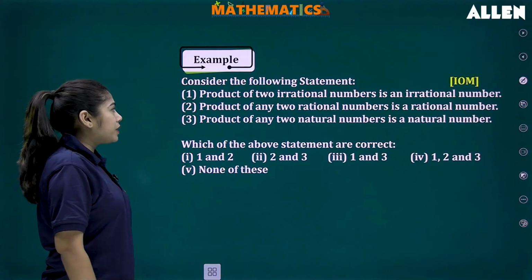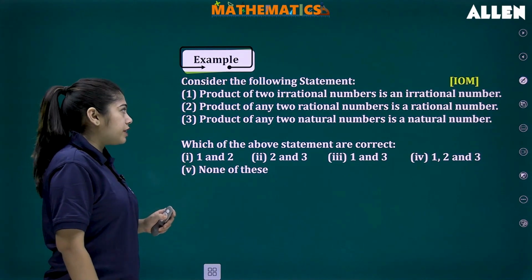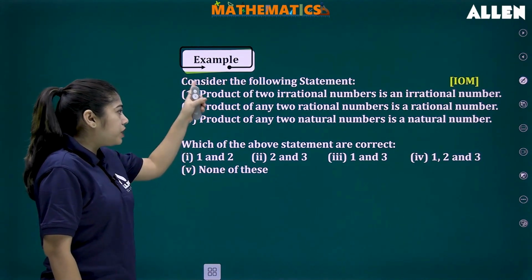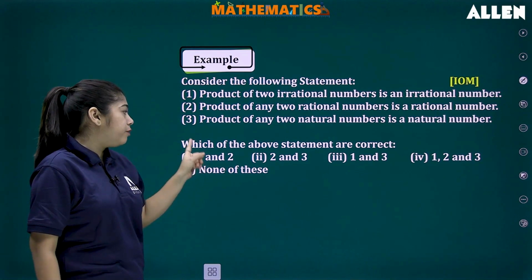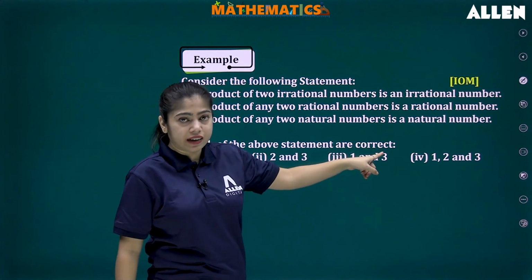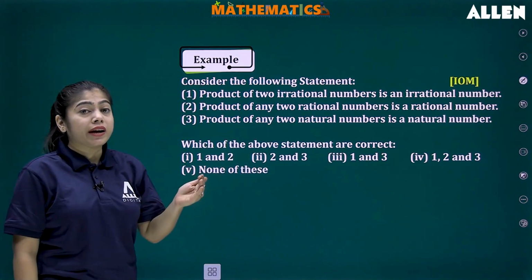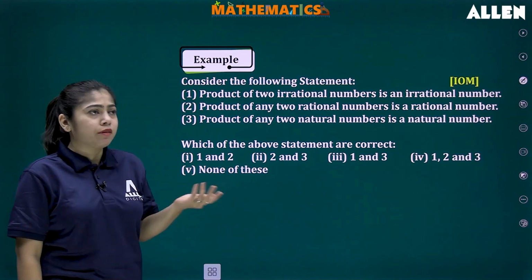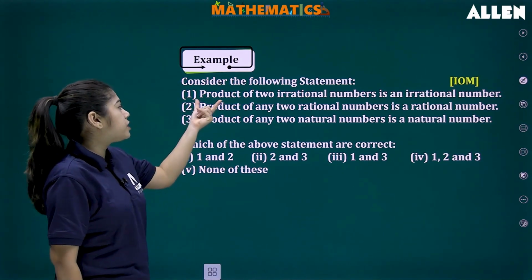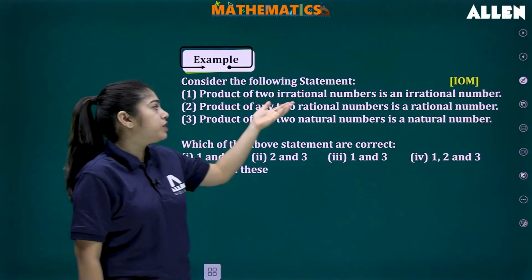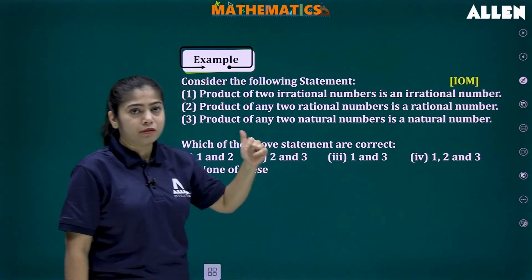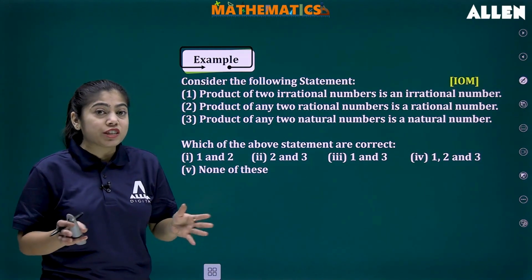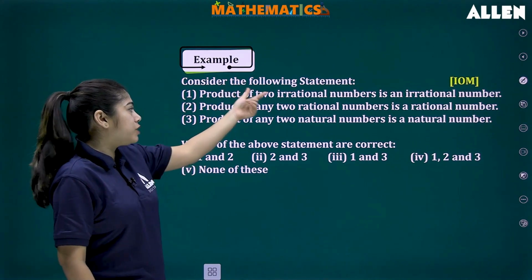Now moving on to one question. Consider the following statements, and after reading these statements we need to answer which of the above statements are correct, right? That means we need to identify what are the true statements and what are the false ones. So the first statement here says that the product of two irrational numbers is an irrational number. So are we going to get irrationals always when we multiply two irrationals?